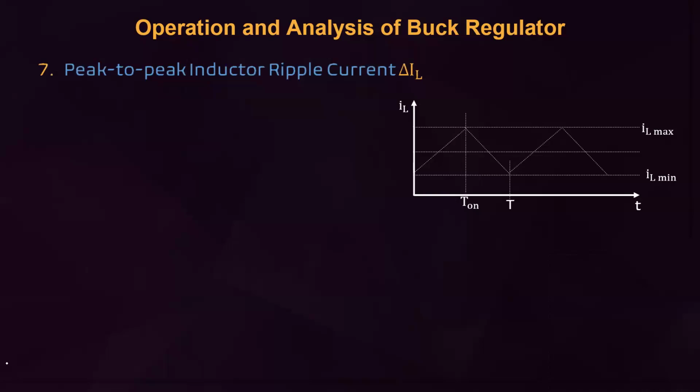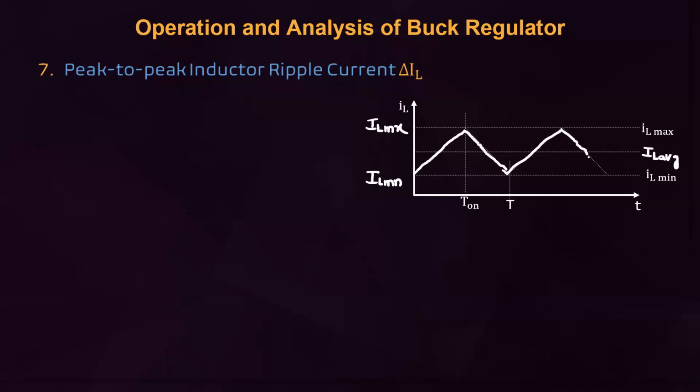Next, we have to derive the peak to peak inductor ripple current. Yes, friends, I told you already, this is IL minima, the minimum inductor current. This is IL maxima, the maximum inductor current. And this is IL average, the average inductor current. The current is changing between minima and maximum.